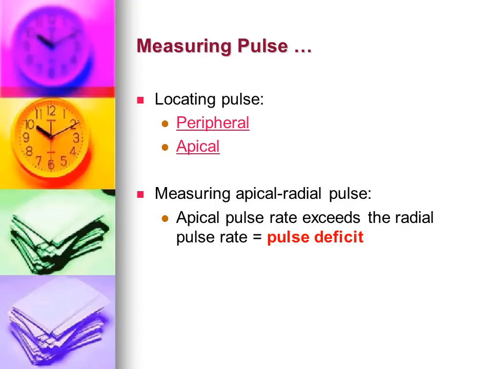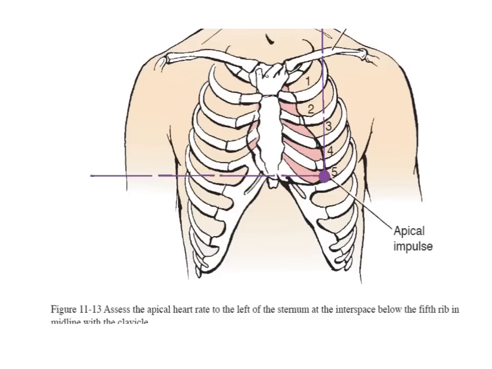Locating your pulses, your peripheral or your apical. And we'll talk about both of those in just a minute. Measuring your apical radial pulse. Remember, get with your colleague. If your pulse is different, get with your colleague and have them measure the apical while you measure the radial. When the apical pulse rate exceeds the radial pulse rate, that is called a pulse deficit.